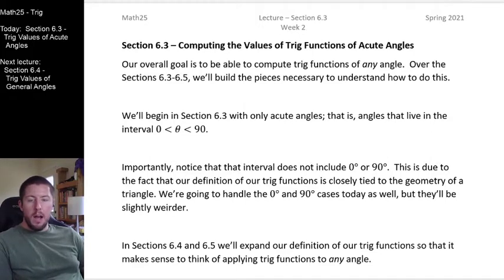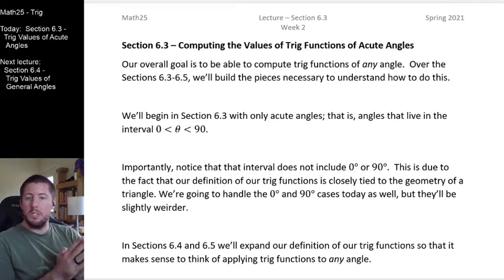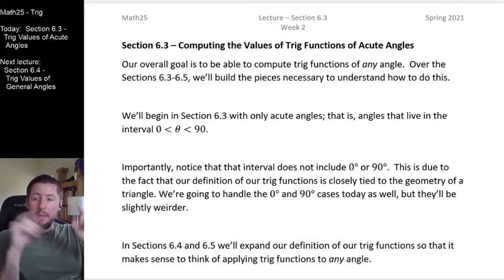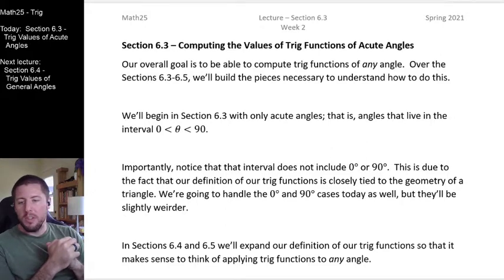We are here. This is our first video for week two. It's Thursday, January 21st. We're going to be talking about section 6.3 today. And in section 6.3, we are going to look at computing exact values of trigonometric functions of only acute angles. Our next step in section 6.4, next video, is going to be computing trig values of any angle, right? Not just ones that are acute, smaller than 90 degrees.